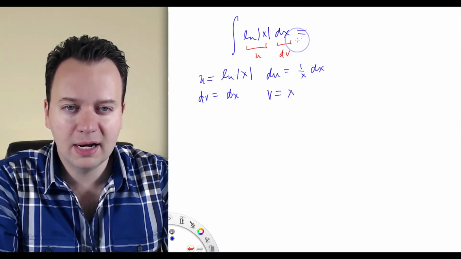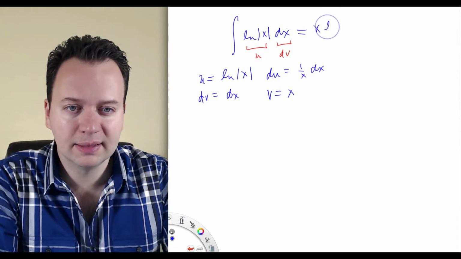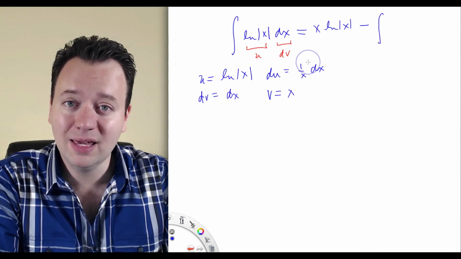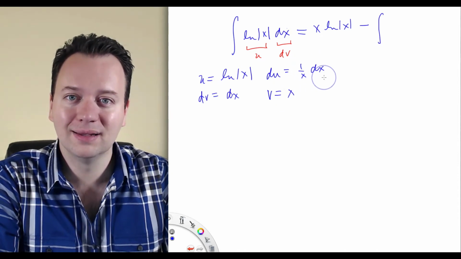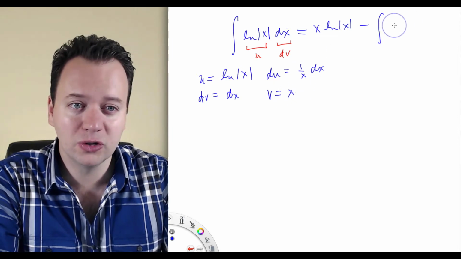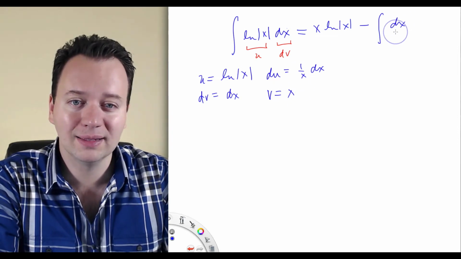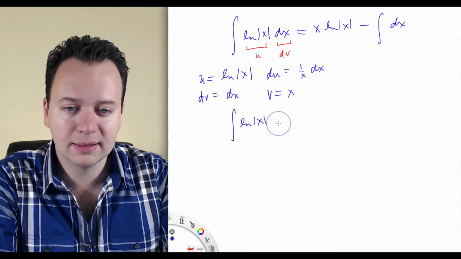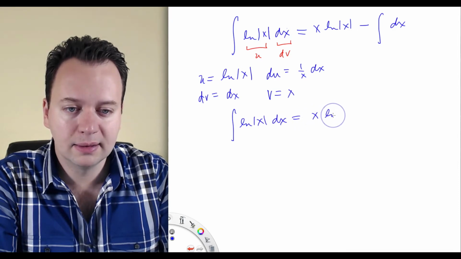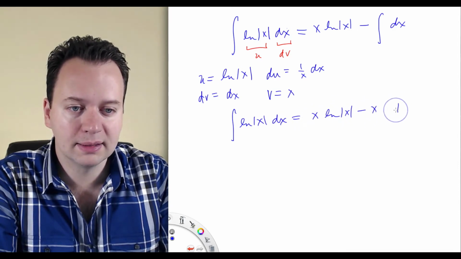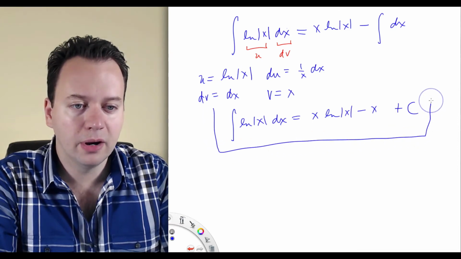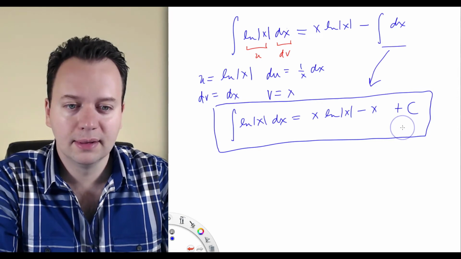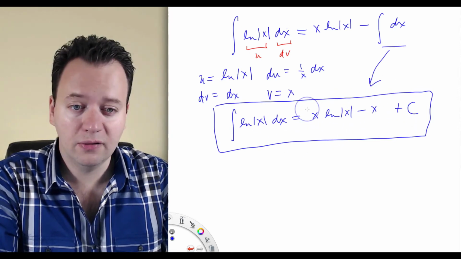Okay, so let's see if we got anywhere. It's equal to uv, so that's x ln of x minus the integral of v du. Now v du is x times 1 over x times dx. X times 1 over x is just 1, so it's minus the integral of dx. So we did get somewhere. So in the end, we showed that the integral of ln of x is equal to x ln of x minus x plus c, because the integral of dx is just x. And there's the formula for the integral of ln of x.